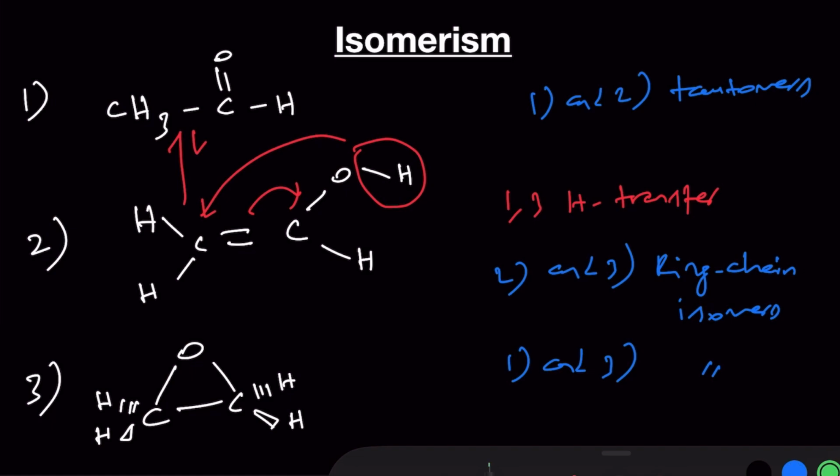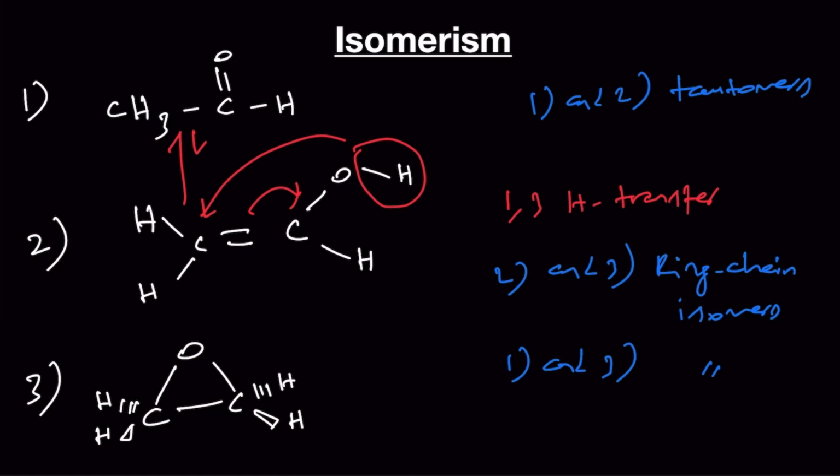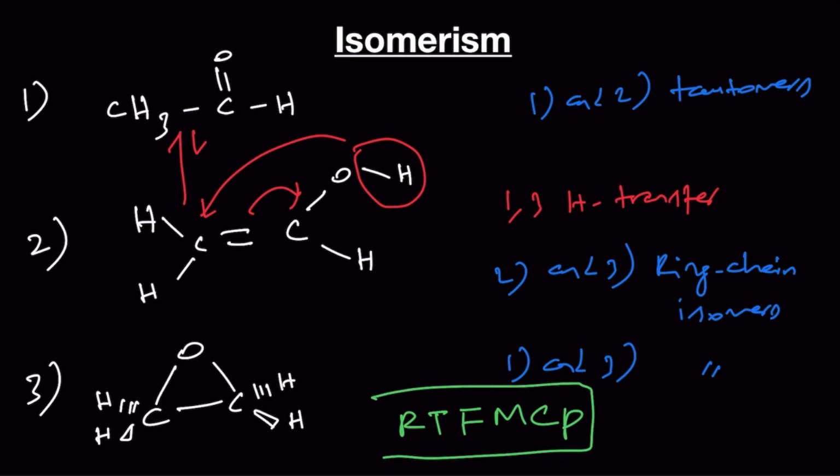Try to remember the rule about the precedence of different kinds of isomers. R, T, F, M, C, P. R means ring chain isomers, T means tautomers, F means functional group isomers, M means metamers, C means chain isomers, and P means position isomers. Ring chain isomerism takes precedence over tautomers. It also takes precedence over functional group isomers, and that is why 1 and 3 are not functional group isomers. We should call them ring chain isomers.